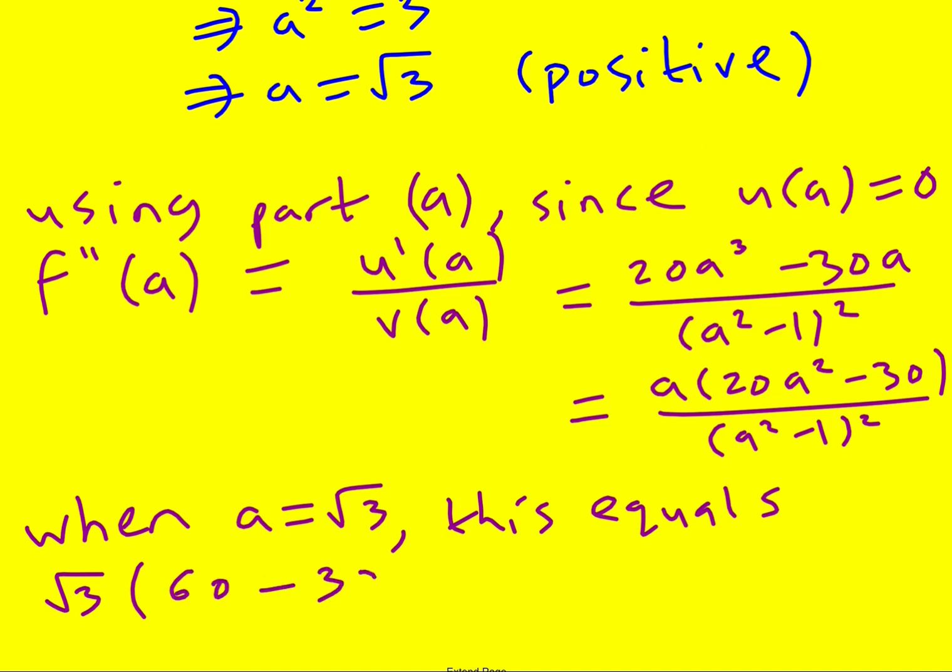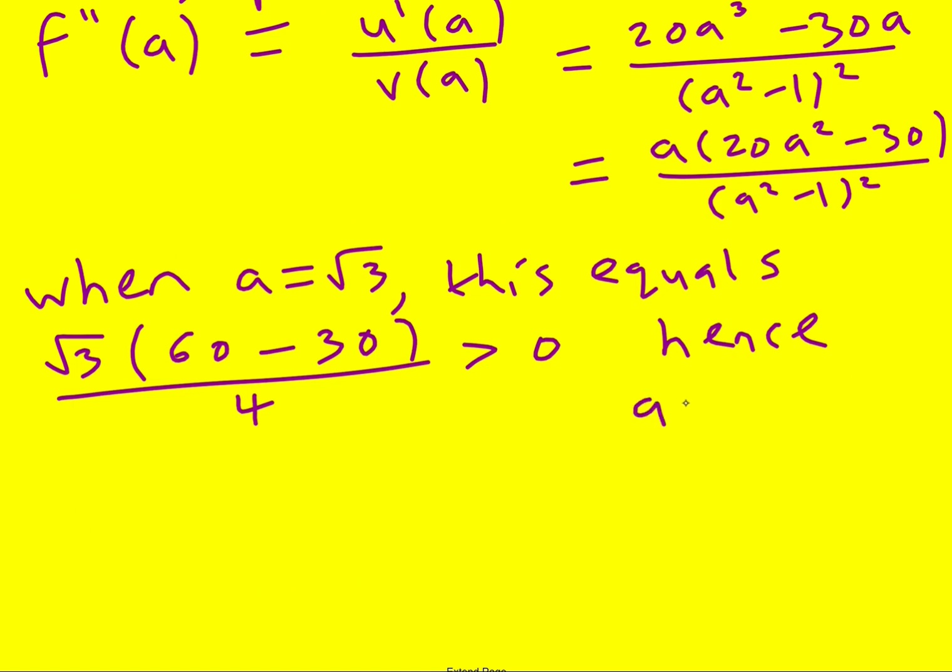Then I'm minusing 30. And I'm dividing by a positive. I'm actually going to be dividing by 4. And this will be greater than 0. Hence, a equals root 3 gives a minimum.